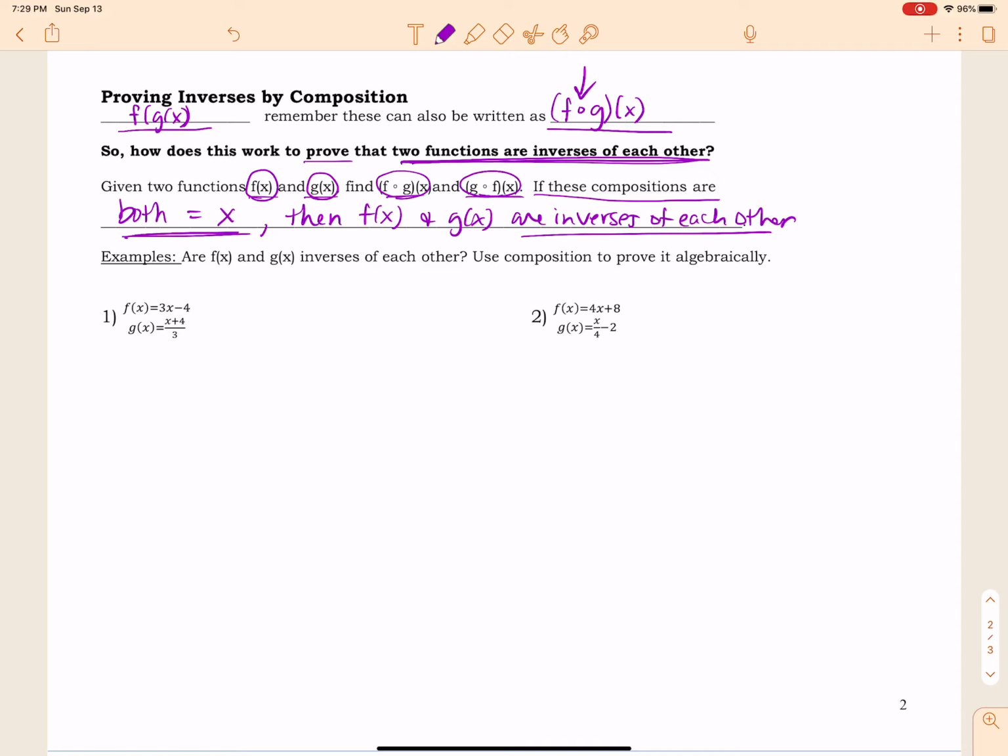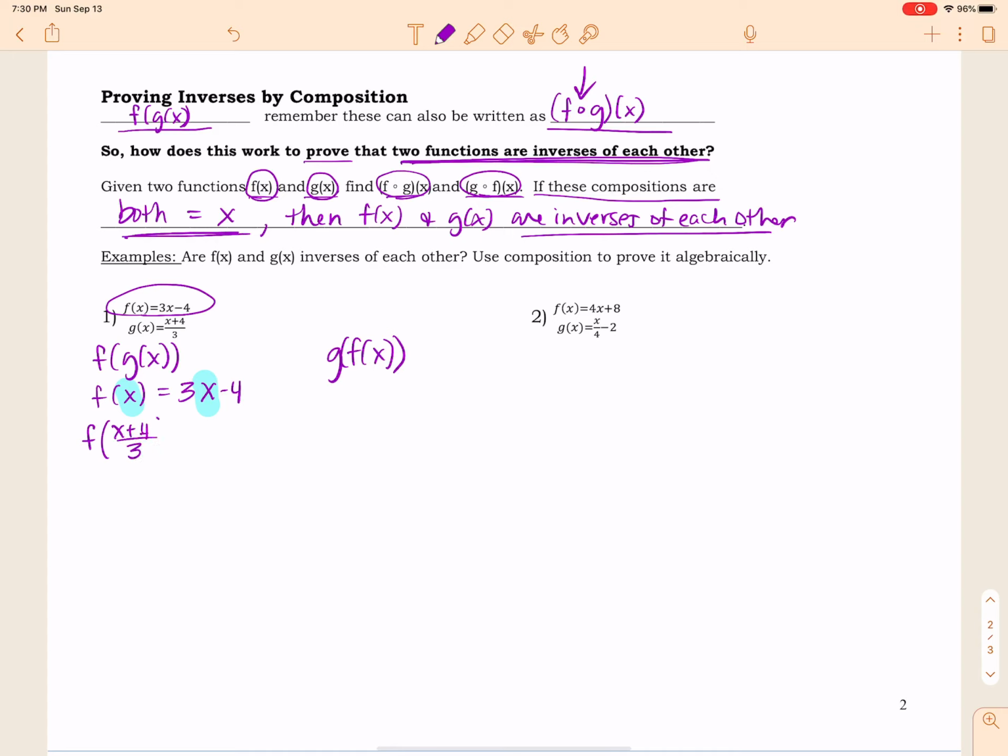All right, so I'm going to find f of g of x, and I'm going to find g of f of x. If they're both equal to x, I'm golden. All right, so what does this look like? Well, if I've got f of x, which is 3x minus 4, I'm going to replace the x's with g of x. So that means I'm going to have f of x plus 4 over 3, because that's g of x, equals 3 times x plus 4 over 3, and then minus 4.